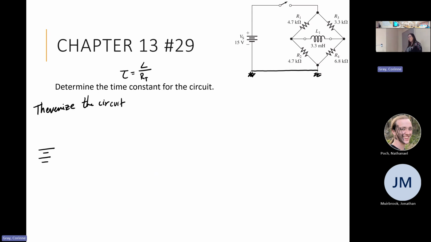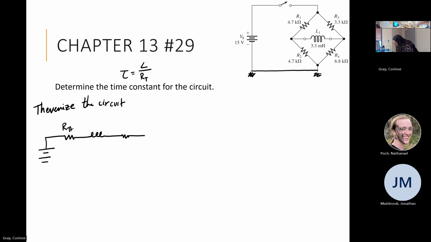So if we Thevenize our circuit, we get the awkward ability to do this twice. Because it turns out, we're going to get R1 and R2 together, and we can do R3 and R4 together. Does it look like they're in parallel? Absolutely not, but that's what happens when you do Thevenin's theorem for having an inductor in here.